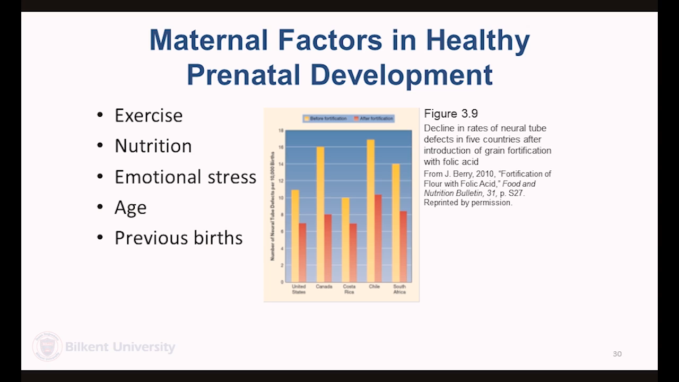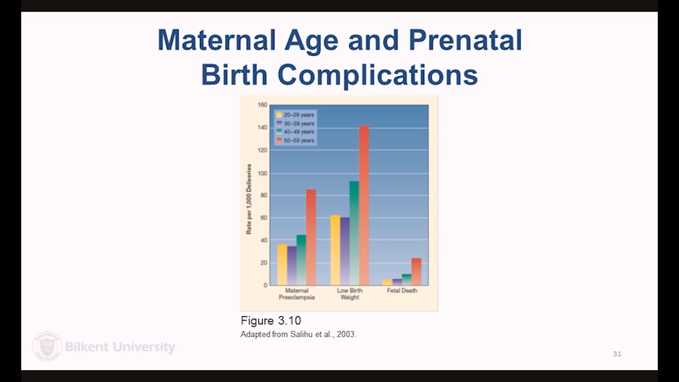Maternal factors in healthy prenatal development are, as you might expect, exercise, nutrition, lack of emotional stress, being free of or having less emotional stress, age, and previous births. And so, okay, we're looking at maternal age and birth complications.